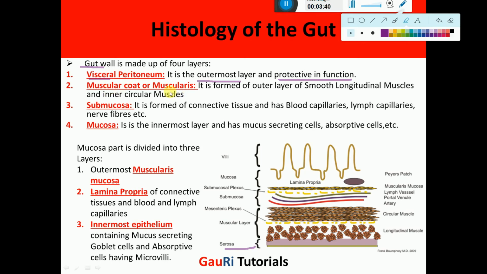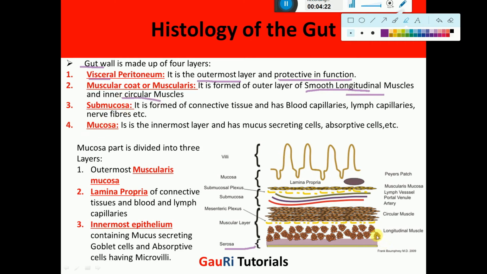Then is the muscular coat or muscularis. This layer, up to this part, is called the muscular coat or muscularis layer. It consists of smooth muscles. We have studied under animal tissues that there are different kinds of muscles, and among those, smooth muscles are involuntary muscles. They cannot be controlled by us. We cannot control the movement of intestinal muscles. They are smooth muscles of two types: longitudinal and circular muscles.